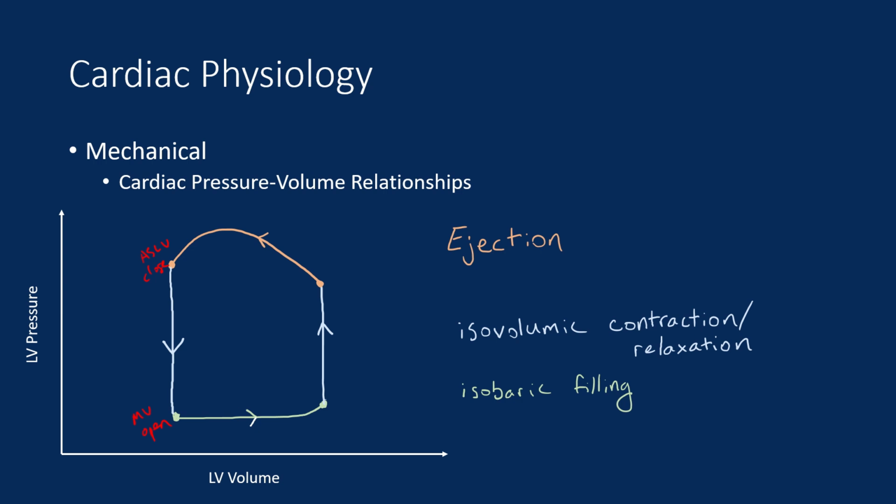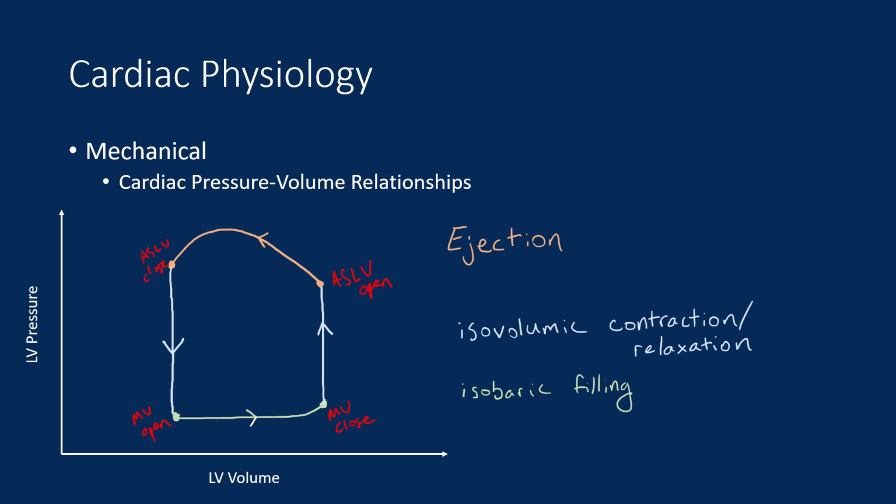So we can actually label this entire diagram, starting with the opening of the mitral valve, isobaric constant pressure filling, left ventricular contraction to close the mitral valve, increase in left ventricular pressure, or isovolumic contraction, until the aortic semilunar valve opens, and then ejection of blood until the pressure of blood in the aorta exceeds the pressure of blood in the ventricle, at which point the aortic semilunar valve will close, the ventricle will relax, and the mitral valve will open again.